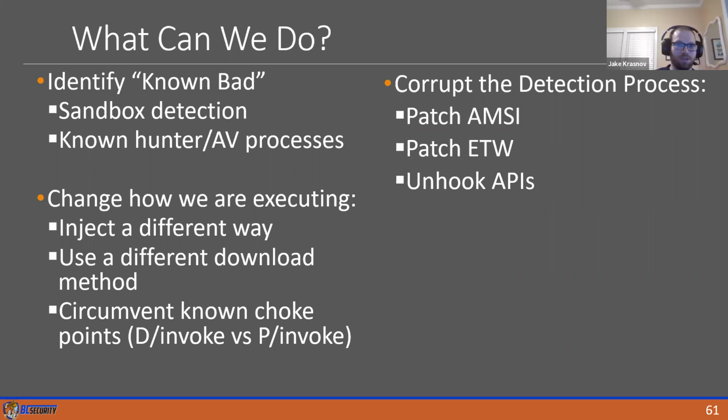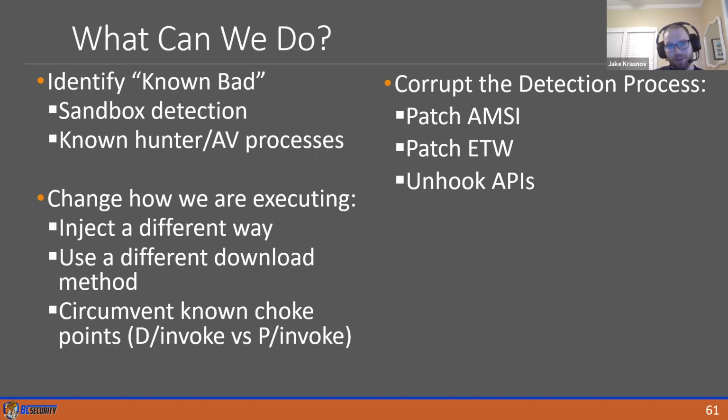We can look for known hunter or AV processes. If we see McAfee running on the box, we probably wouldn't care about that one. But if we see CrowdStrike running on a box, one of their processes, we may just say this isn't worth our time and move on to a different target. Or if you see other things like that.